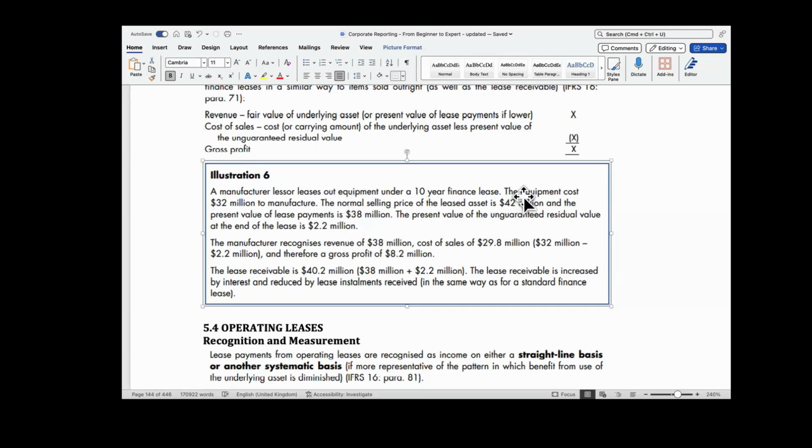The cost of sales is, we said, the cost or carrying amount of the assets minus PV of unguaranteed residual value. The cost is 32 million. In the last sentence here, they said the PV of unguaranteed residual value is 2.2. So if we do 32 million minus 2.2, that will give us around 29.8. And that will be our cost of sales. And that is all. When you do sales minus cost of sales, it gives you your gross profit.